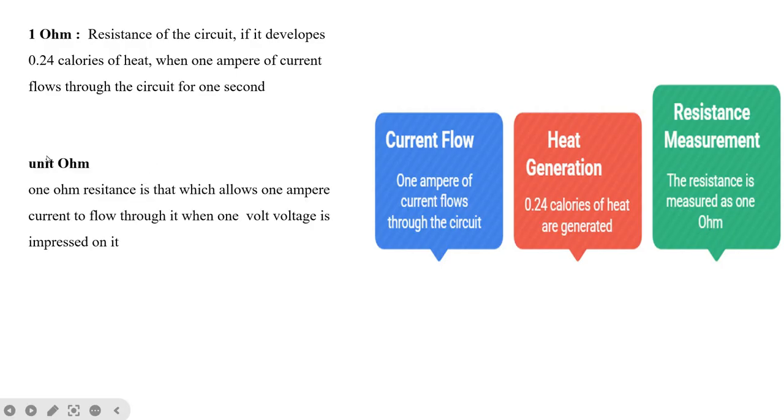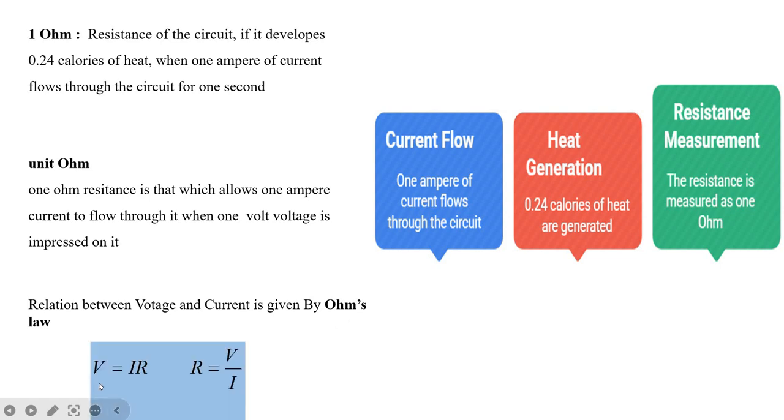You can also define the unit ohm as that which allows 1 ampere of current to flow through it when 1 volt is impressed on it. So you can write either one definition, this or this. The relationship between the voltage and the current is given by Ohm's law. We get V is equal to I into R, so you can find the value of the resistance as R is equal to V by I.